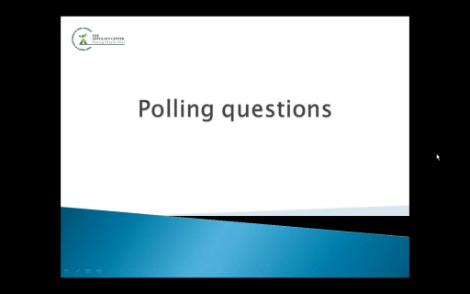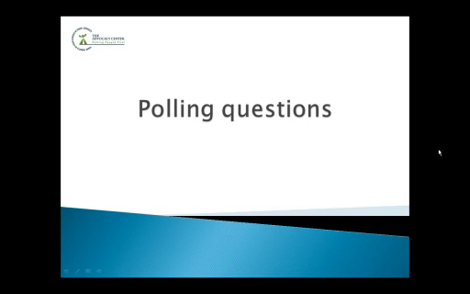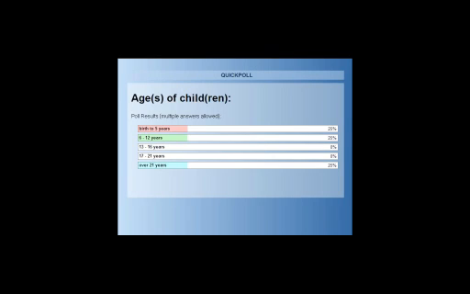Our next polling question, for those of you who are parents: could you please let us know what age categories your children fall into? If you have kids in multiple age ranges, go ahead and mark those as well. So 25% of our audience have young children, birth to 5. 25% have children in the 6 to 12 age range, and 25% have children in the over 21 age range.